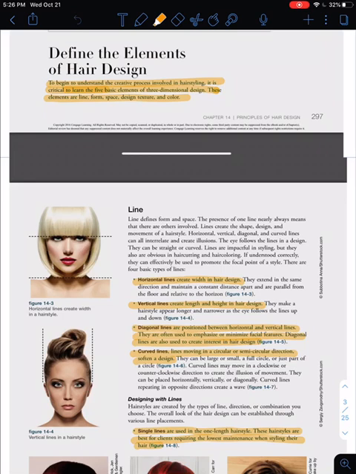Diagonal lines are positioned between horizontal and vertical lines. They're often used to emphasize or minimize facial features. Diagonal lines are also used to create interest in hair design. Curved lines are lines moving in a circular or semicircular direction, and they are used to soften a design.